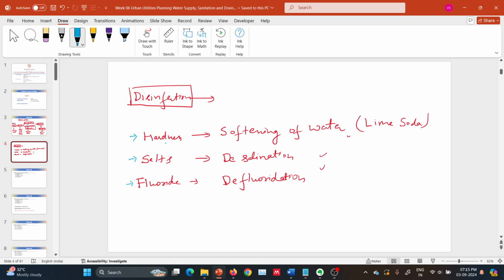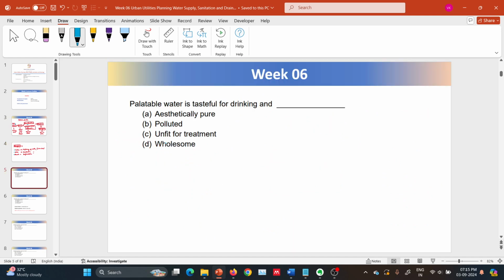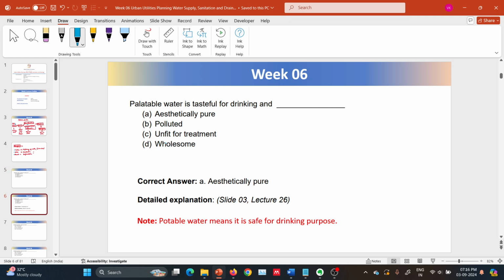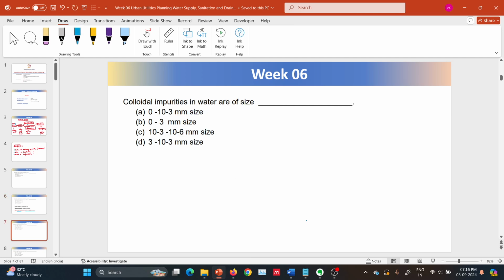So now let's start with the questions. Palatable water is tasteful for drinking. The answer is A, aesthetically pure. And one more thing about potable water: it means it is safe for drinking purposes, meaning it meets all the standards.